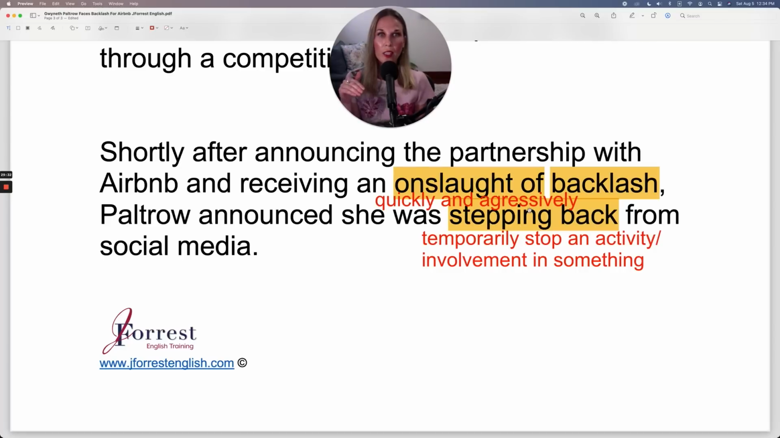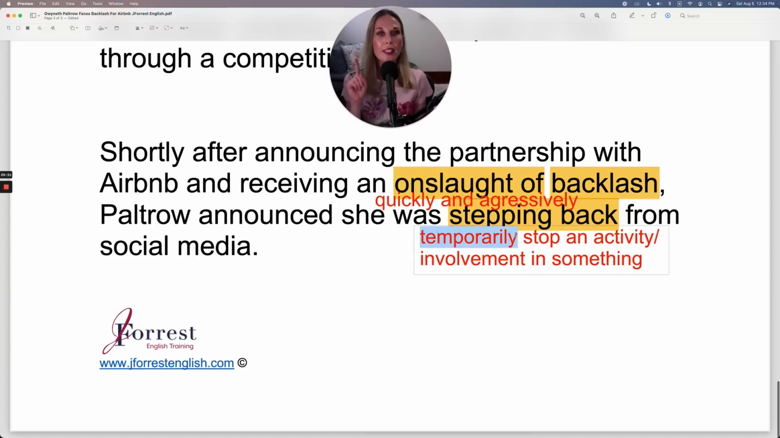Let's take a look at this phrasal verb, to step back. She announced she was stepping back from social media. When you step back from something or from an activity, it means that you stop that activity or you stop your involvement in that activity, but it's temporary. So you only temporarily stop.